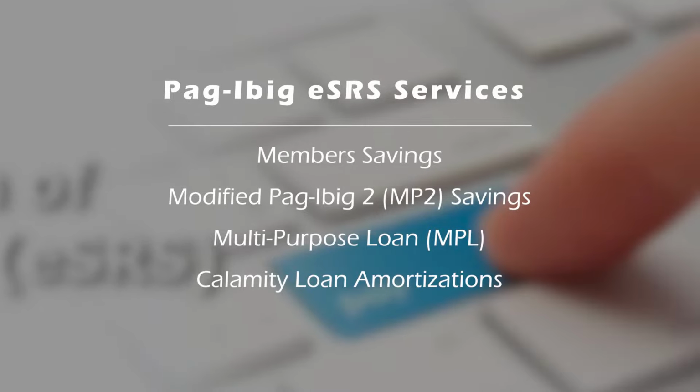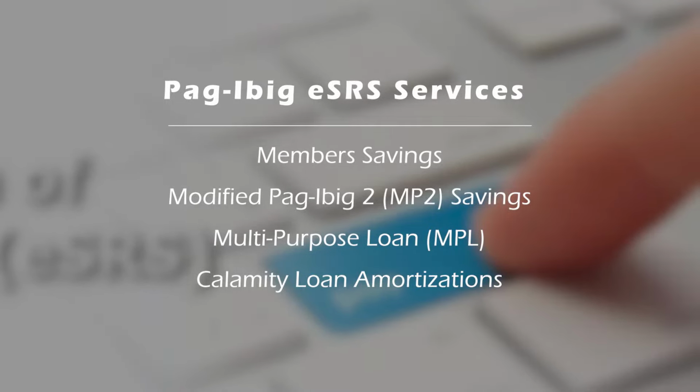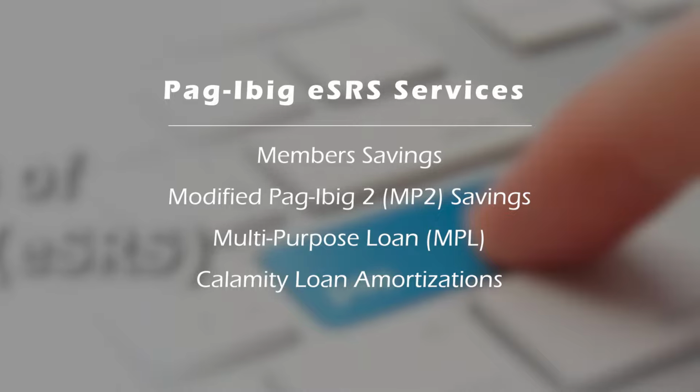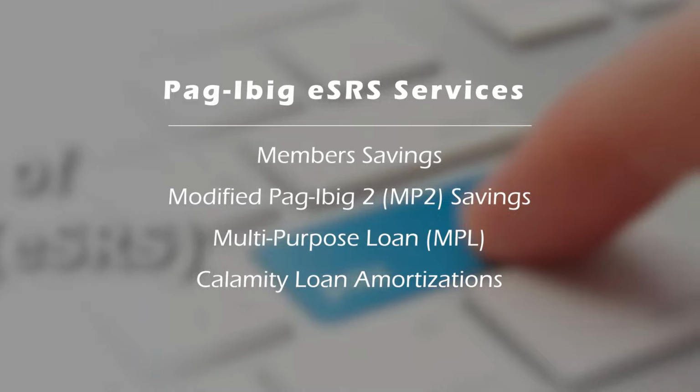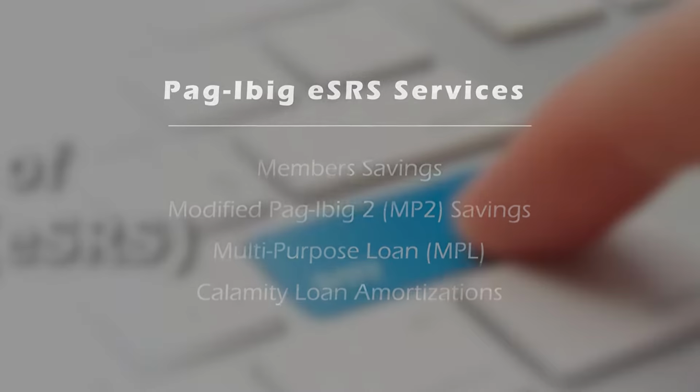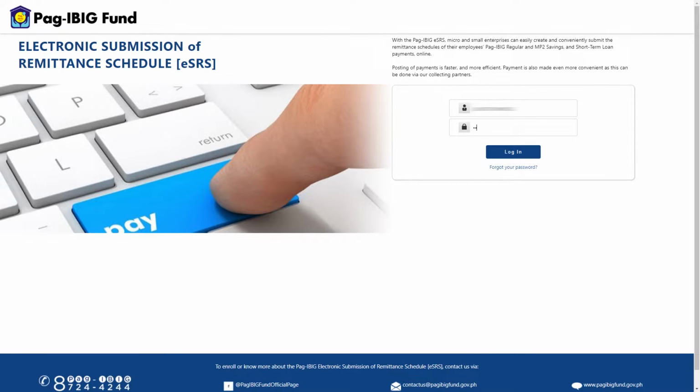We can actually remit the following: member savings, the famous one which is Modified Pag-IBIG 2 or MP2 savings, multi-purpose loan or MPL, and calamity loan amortizations. Once the password has been changed and a security question added, we can start using the eSRS services.